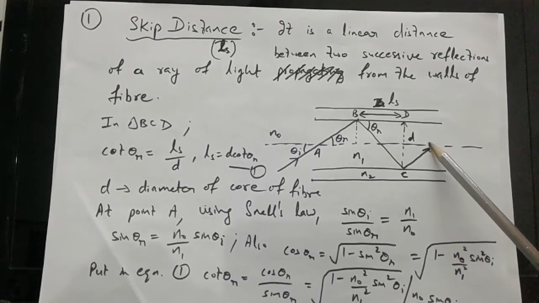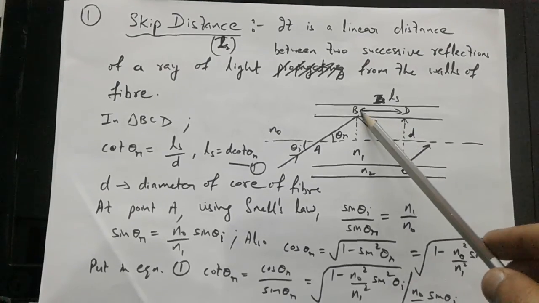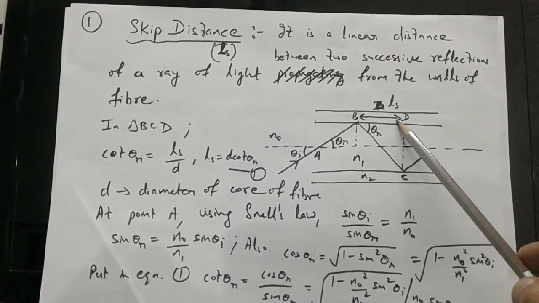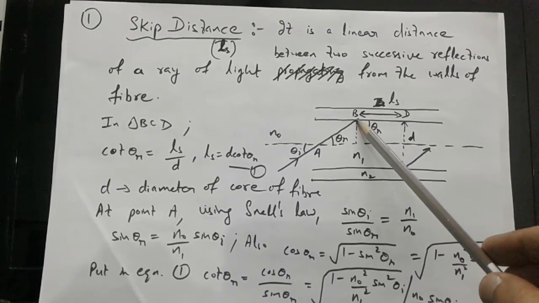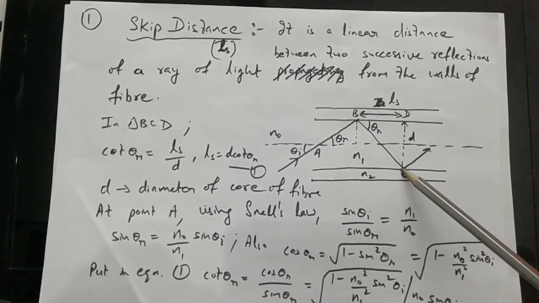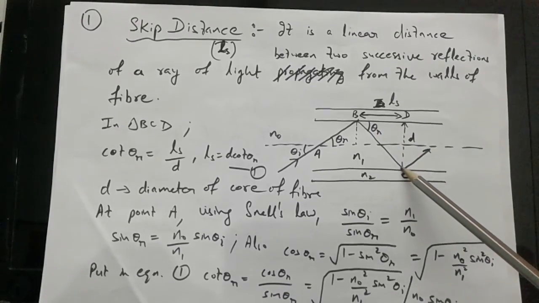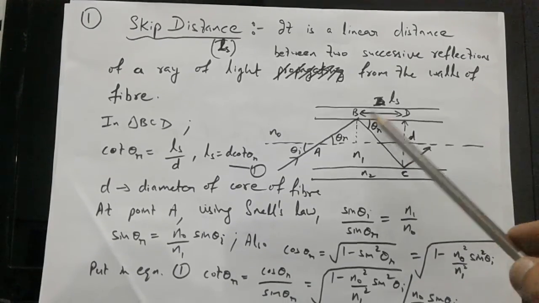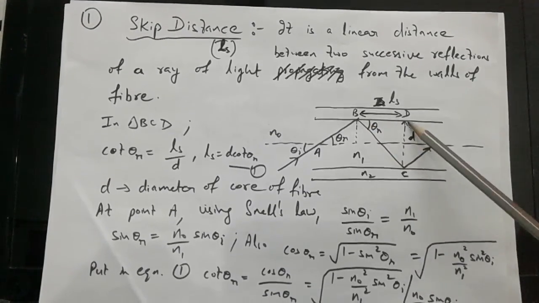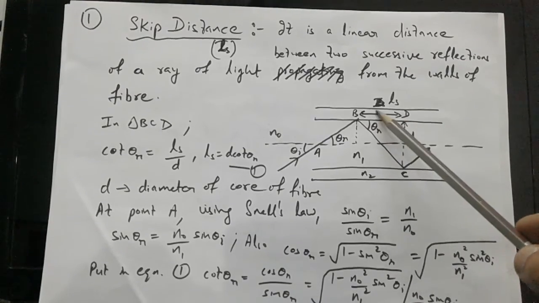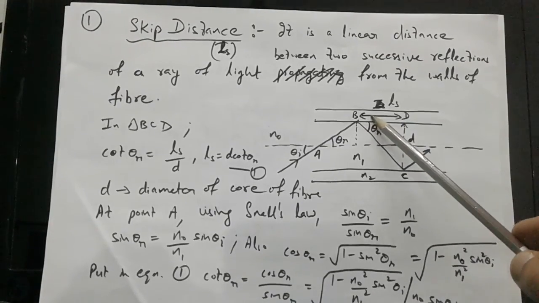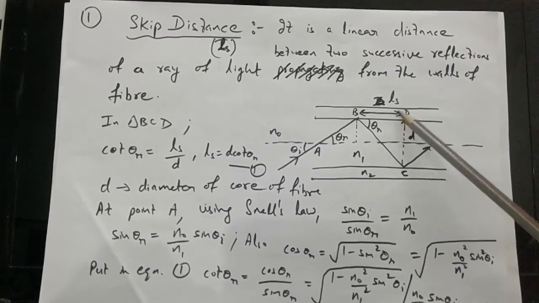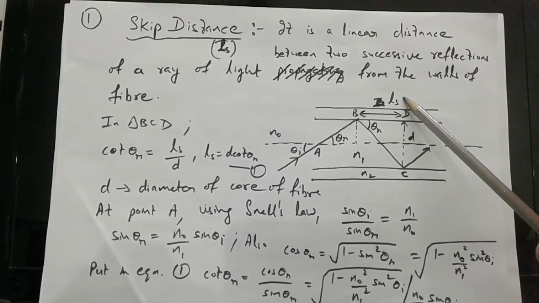Now skip distance is the linear distance between two successive reflections. One reflection was at point B, the other reflection was at point C. So the linear distance between point B and C, that is BD. So this BD distance is the skip distance, and we denote it by small ls.